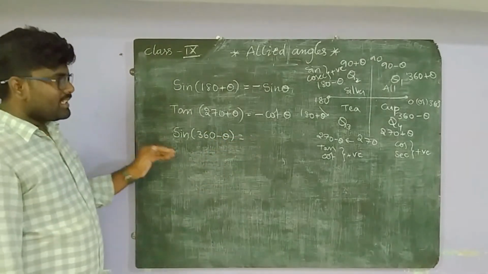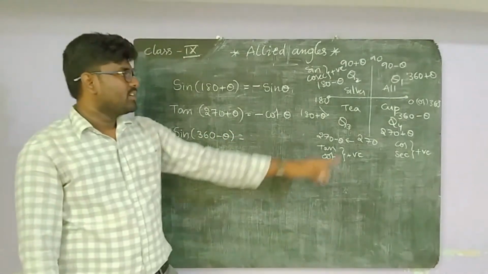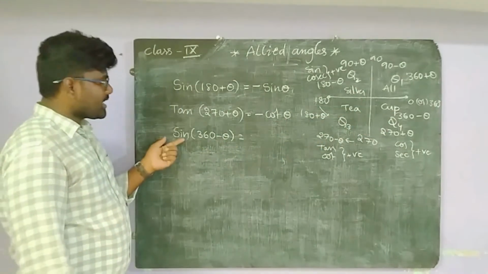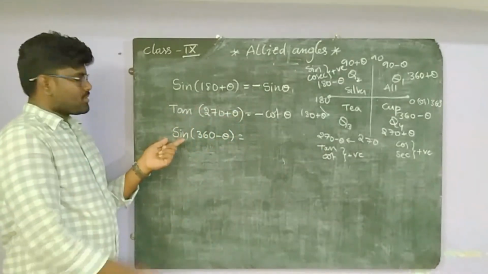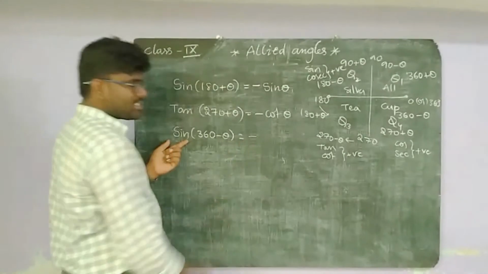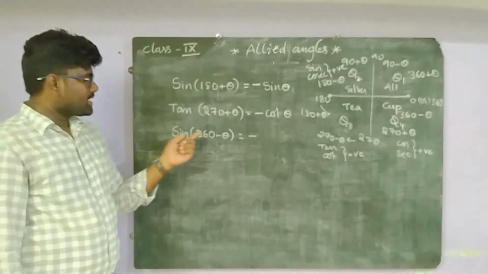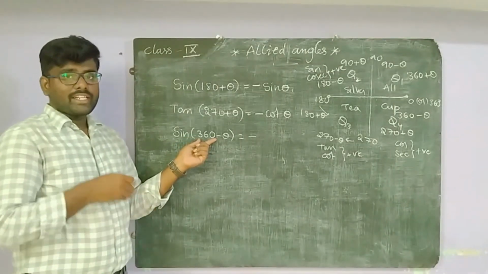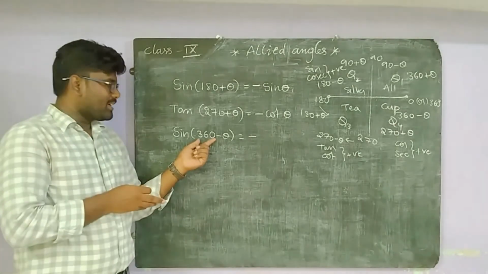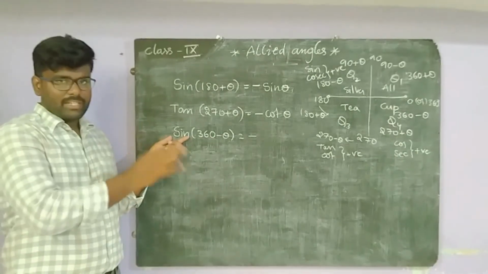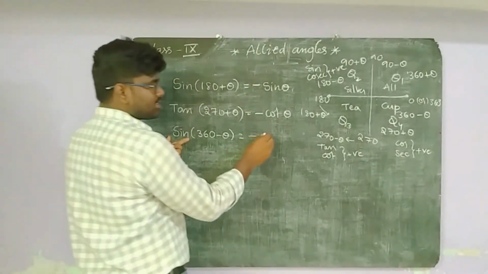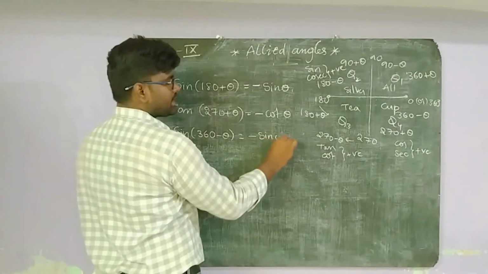In the same way, I want sin(360 minus theta). Which quadrant? Fourth quadrant. In the fourth quadrant, what are positive? Cos and secant are positive, which means sin is negative. Next, is 360 an even or odd multiple of 90? Even multiple of 90. Even multiple of 90 means the trigonometric function doesn't change. The answer we get is minus sin theta.